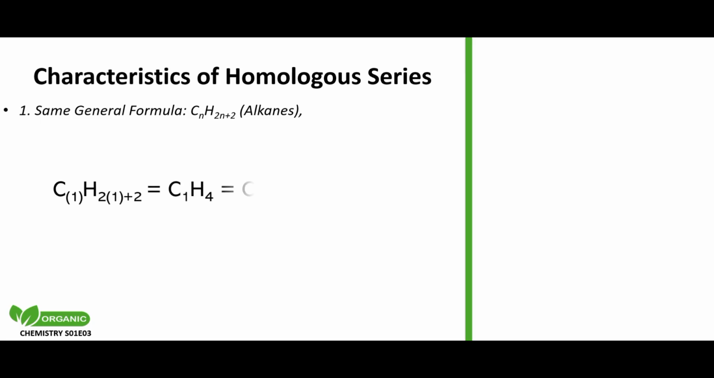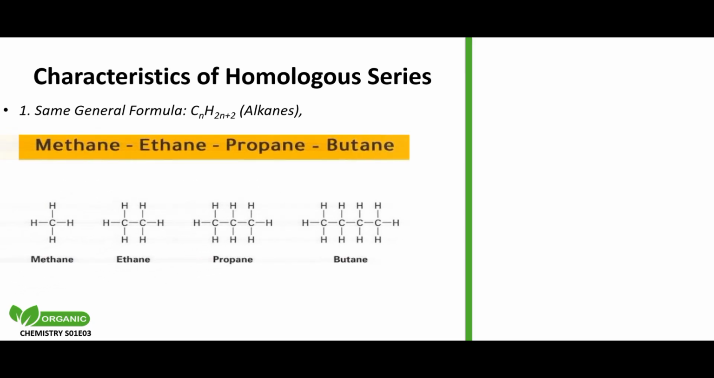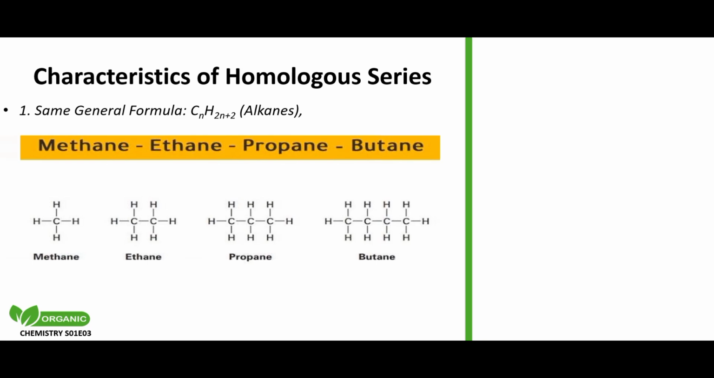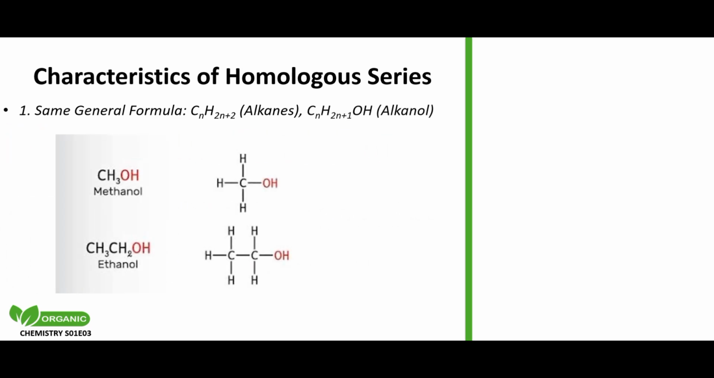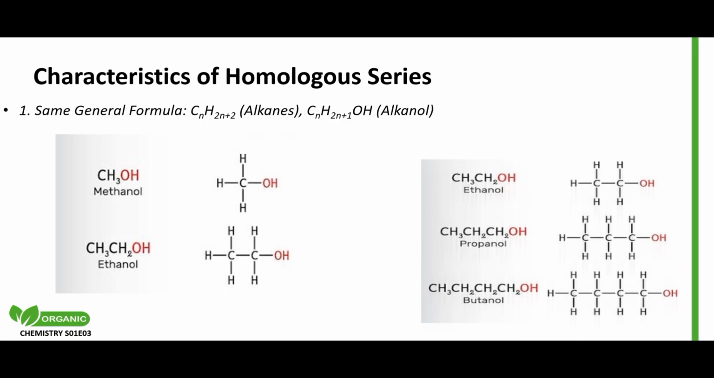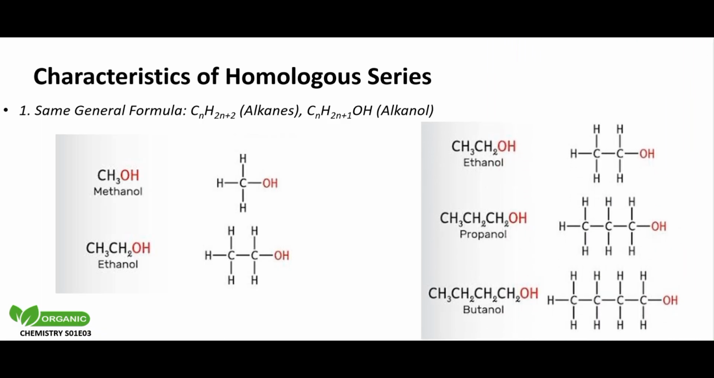We have CH4. Try when n is 2 to 4, you will have C2H6 for ethane, C3H8 for propane, C4H10 for butane. They all follow the formula. Alkanol follows CnH2n+1OH. Do the same with that of alkanols when n is 2 to 4. We will have ethanol, n-propanol, and n-butanol too.